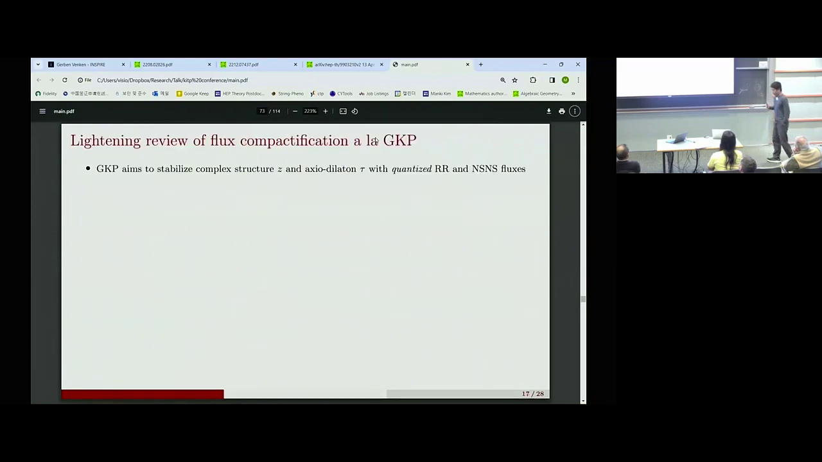So what does GKP aim to do? GKP wants to stabilize some moduli, notably complex structure moduli that basically determine the shape of the Calabi-Yau, with quantized Ramond and NS fluxes. This quantization will be very important. So let's study type IIB on an orientifold of a Calabi-Yau, following the lead of GKP.